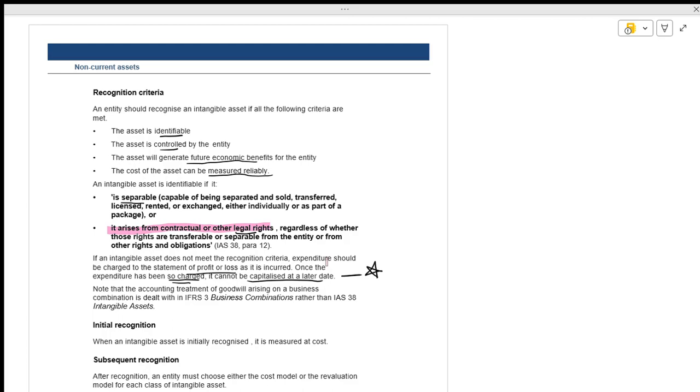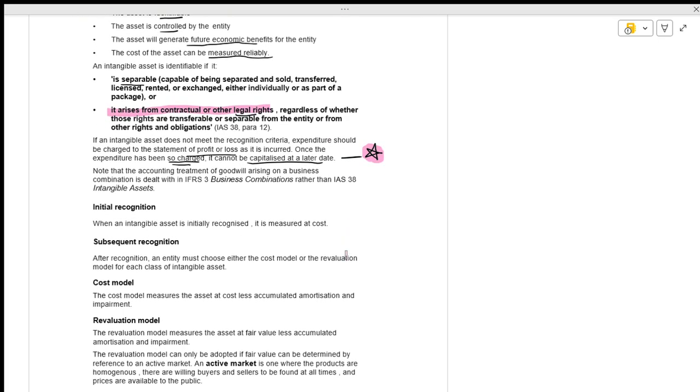Wherever I am putting a star or purple, it is very important. Once expenditure is charged to the profit and loss account, it is as simple as that: you cannot make a reversal for that. Note that the accounting treatment of goodwill, if it is coming from a business combination, we have to deal with under IFRS 3. We will cover IFRS 3, business combinations, at a later stage.